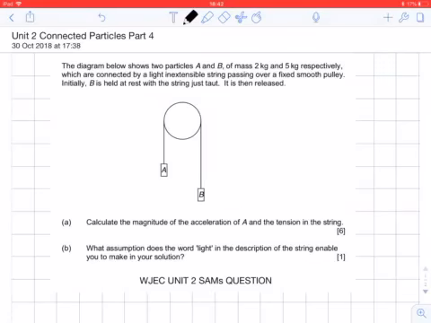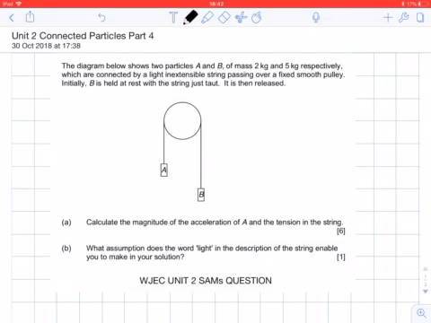So here we have a SAMS question from the Unit 2 WJC exam. As you can see, it is extremely similar to the examples I've already looked at. In this case, we have two particles of mass 2 and 5 kilograms respectively, connected by a light inextensible string over a smooth pulley. B is at rest, it is then released. Calculate the magnitude of acceleration of A and the tension in the string.